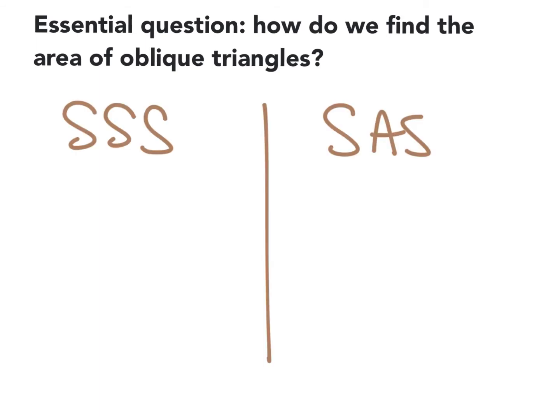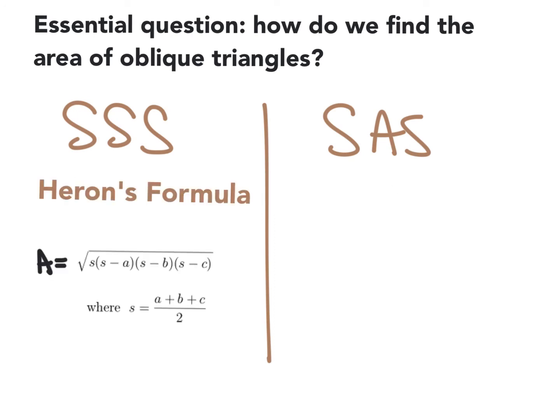In this video we're going to answer the question, how do we find the area of oblique triangles? We're going to break this into two cases, whether we know side side side or side angle side. If we know side side side, we can use Heron's formula. It states that the area is equal to the square root of s times s minus a times s minus b times s minus c, where a, b, and c are the three sides of the triangle. And this s can be found by adding those three sides and dividing by 2.